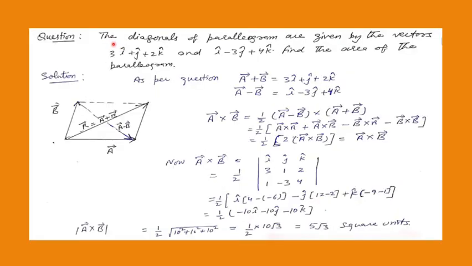This is again a different question. I am trying to collect different questions so that I can give you every category. Like, I am giving you the diagonals of the parallelogram. They are given by the vectors 3 i cap plus j cap plus 2 k cap. These are the diagonals now. These are not the points. In the earlier question, they were the points. Now they are giving you the diagonals.